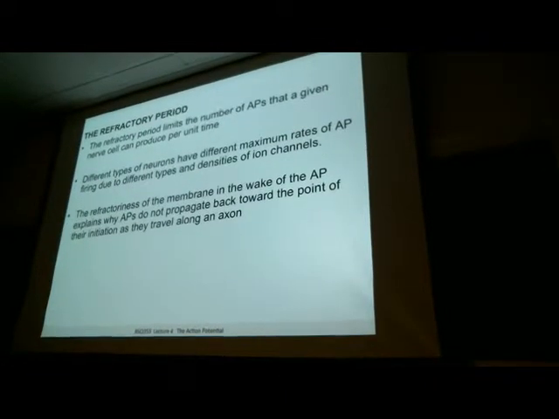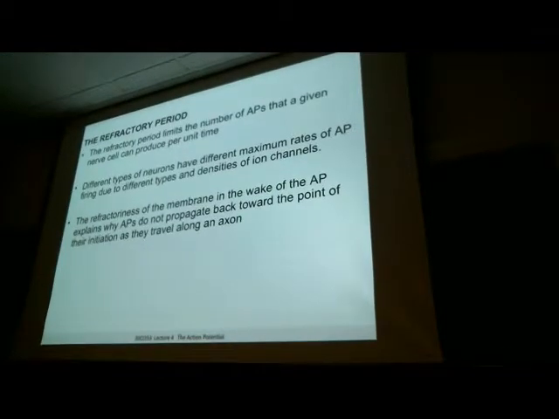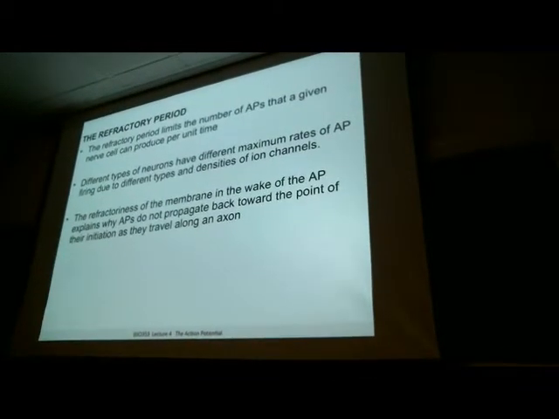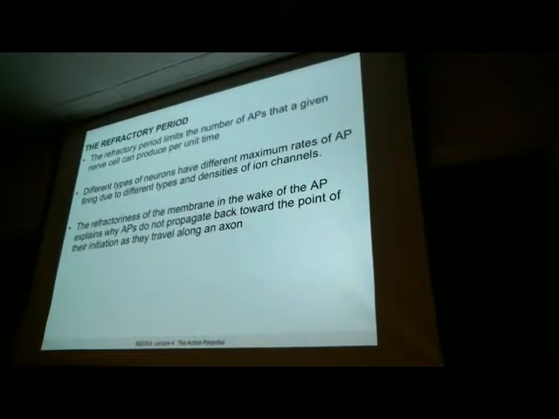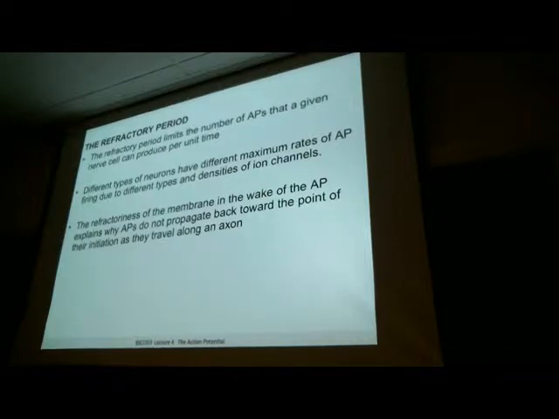Okay, as I said, this limits the number of action potentials that you can produce. And different neurons regulate this different ways. Some neurons fire really fast, and other neurons slow things down for different reasons. Okay, and another explanation is this is why action potentials don't propagate back toward the point of their initiation. They're kind of unidirectional, right? So you don't get into this cycle where you're bouncing your signal back and forth all the time.